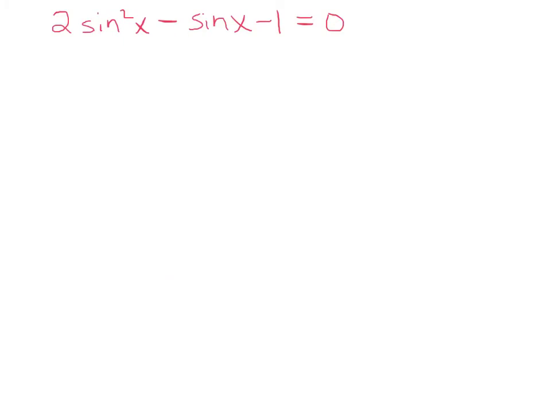2 sine squared x minus sine x minus 1 equals 0. Okay? As you look at this, you should see that it looks like some other things we've done. We've got a squared term there, and over here would be a sine to the first. That's a linear term. So this really kind of looks like a quadratic. Okay? So we're going to treat it as such, and we're going to factor it.